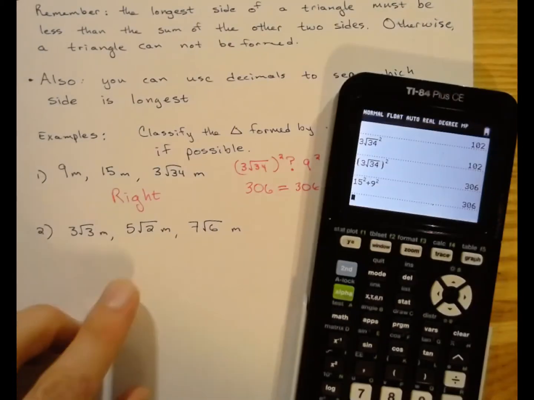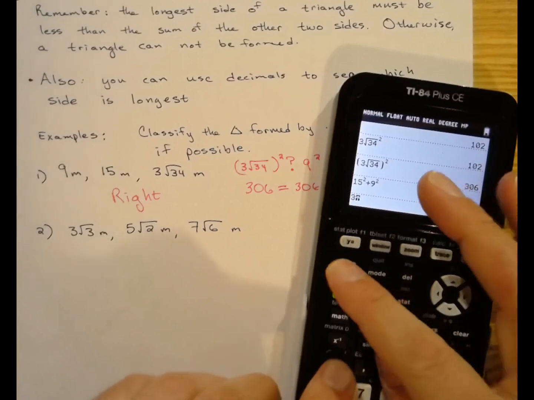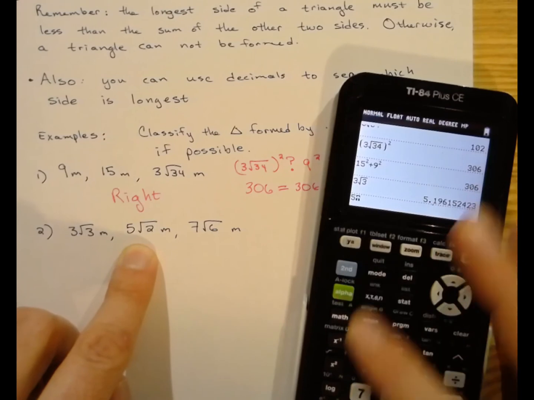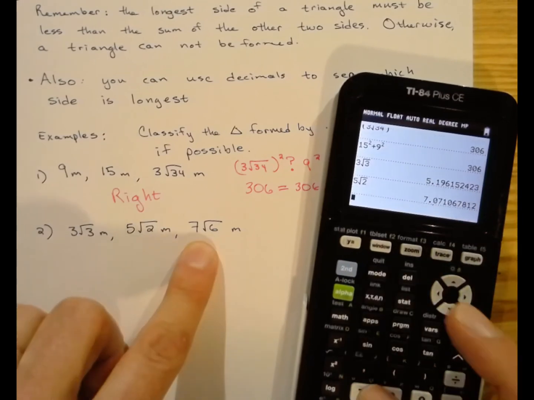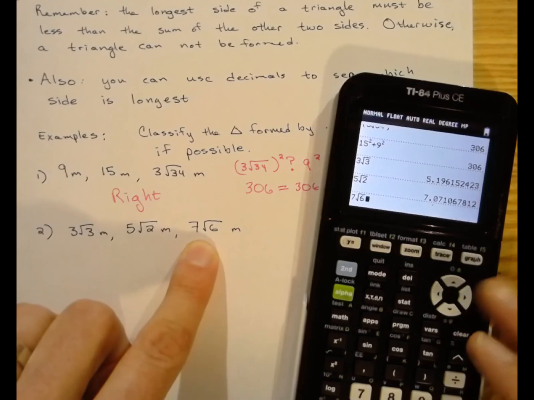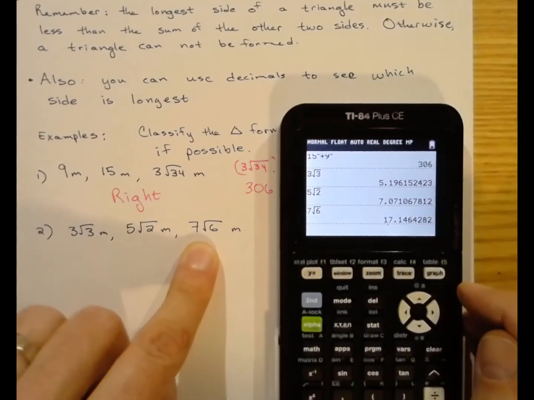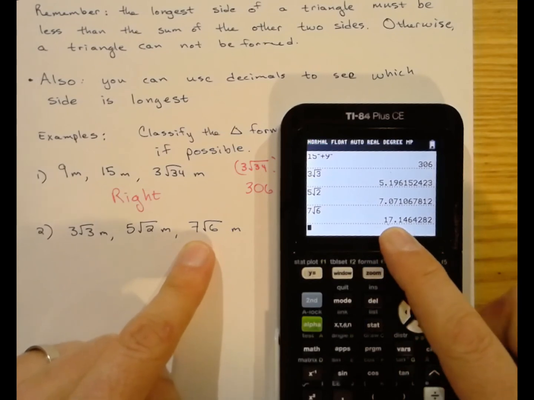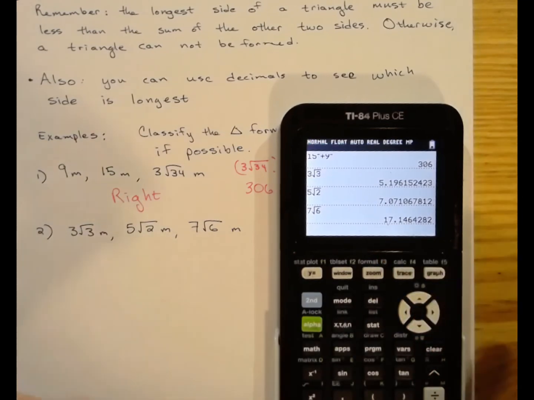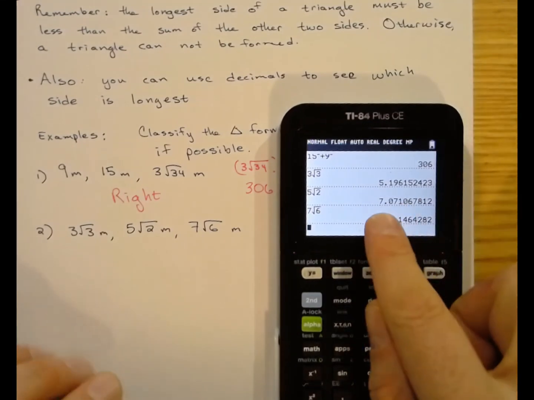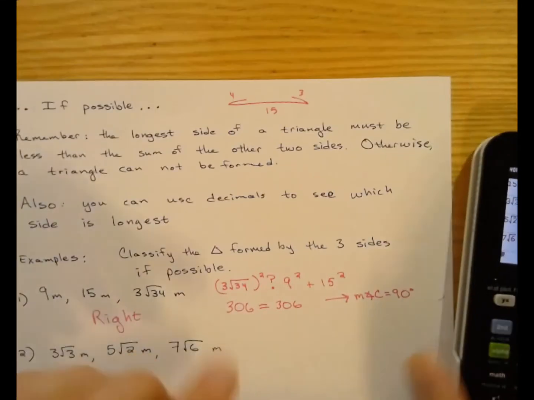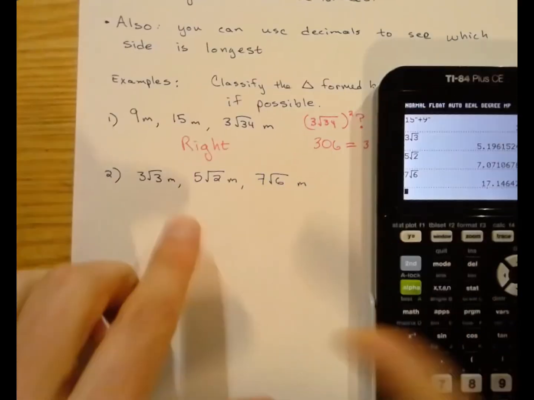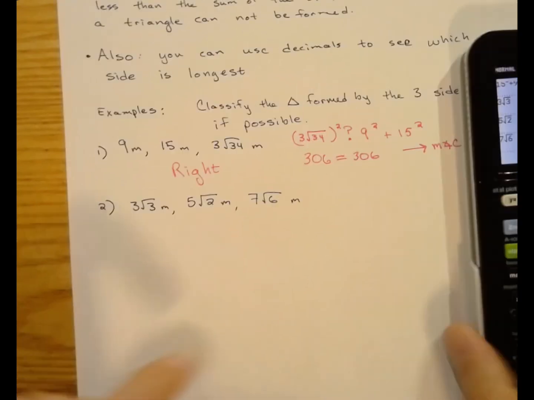Okay, let's see what's going on here. Let's get decimal approximations for 3 root 3, 5 root 2, 7 root 6. Uh-oh, we got a problem here. 17.146, and so on. That's too long. 5 and 7 won't reach. It's similar to this scenario here, where the long side is too long. So this one is not even possible. It's not even a triangle.